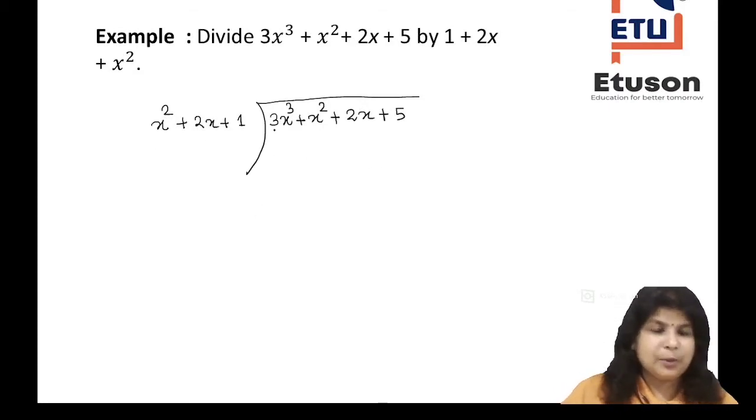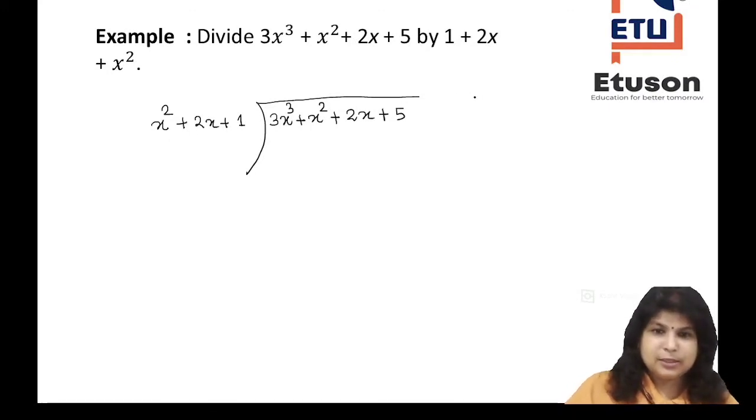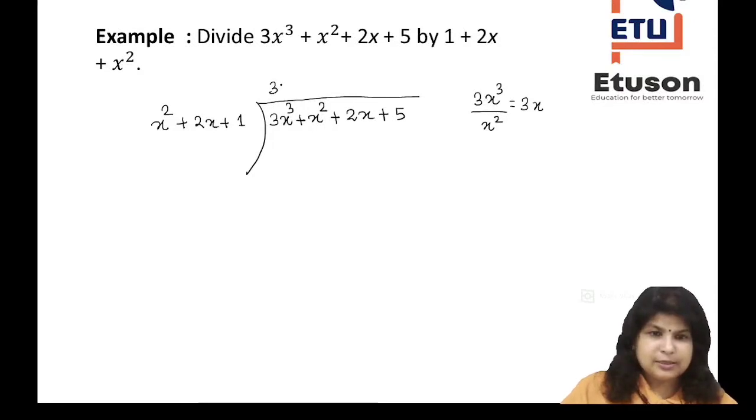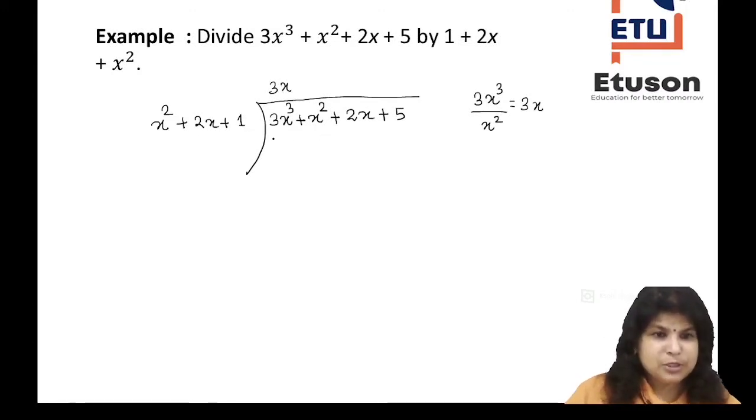Second step, you have to divide the first term of your dividend by the first term of your divisor. So that is nothing but 3x cube divided by x square. How much are you getting? That is 3 into x, right? So I'll just write 3x here. Now I will multiply this 3x with your x square plus 2x plus 1.